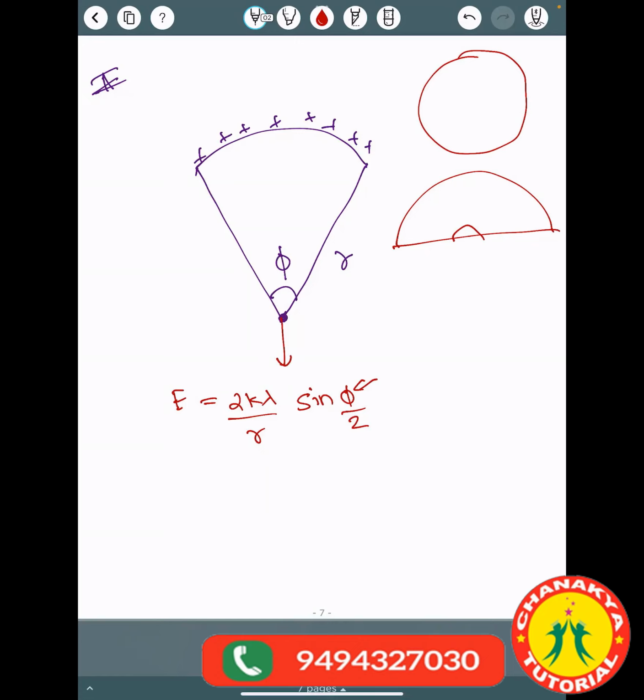For a complete circle, if I put phi equal to 360, phi by 2 is 180, and sine 180 is 0. So for a complete circle, you will get 0. For a semicircle, you will get 2k lambda by r in the downward direction, like this. Simple, right? One formula can solve many questions. I don't want to derive it because we don't have much time.